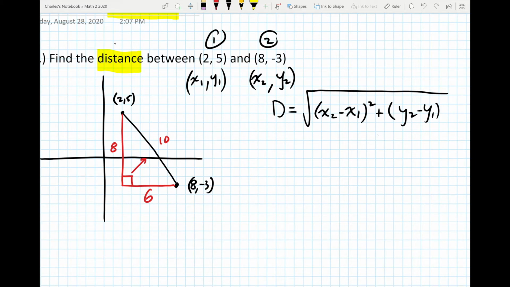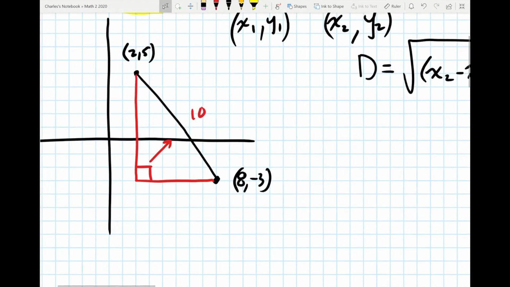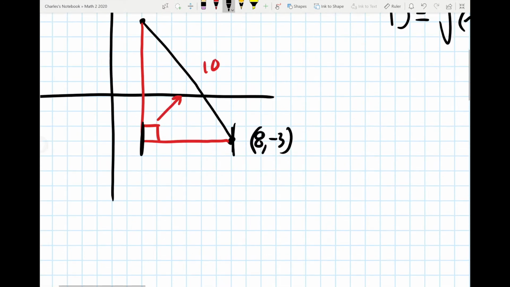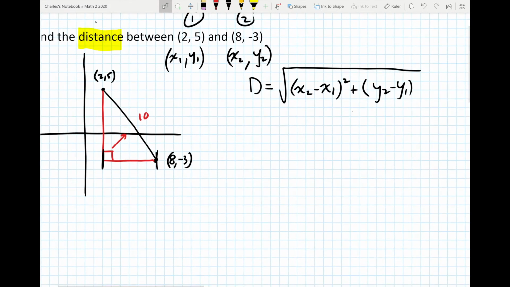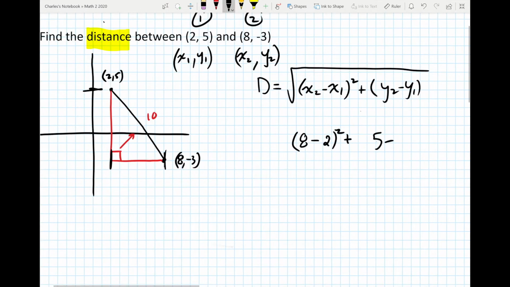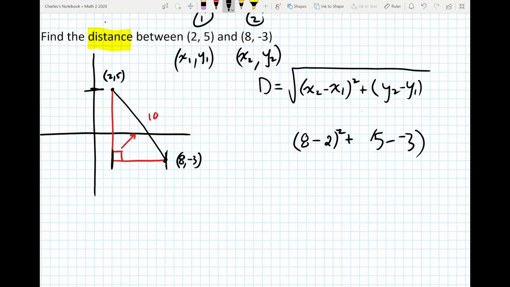The other thing to keep in mind is that what I'm really looking for is the distance between these two on the x-axis. What I did before was count, but I could think of that as just subtracting. To get that distance right here, I'm taking the right edge, which is 8, and subtracting the left edge, which is 2. And to get the vertical distance, I'm taking the top, which is 5, and subtracting the bottom, which is -3. Then I'm going to square both of those things, and then square root them, and that's where you get that formula.